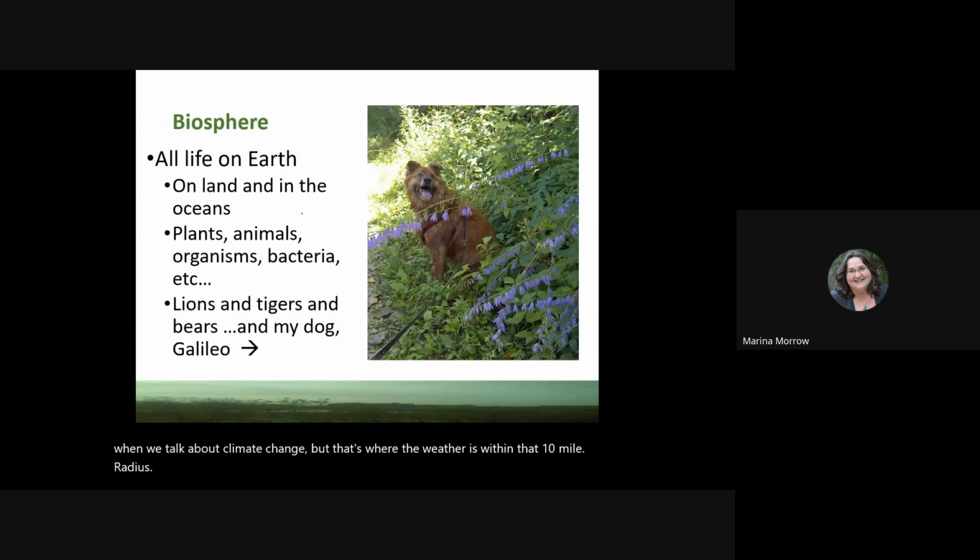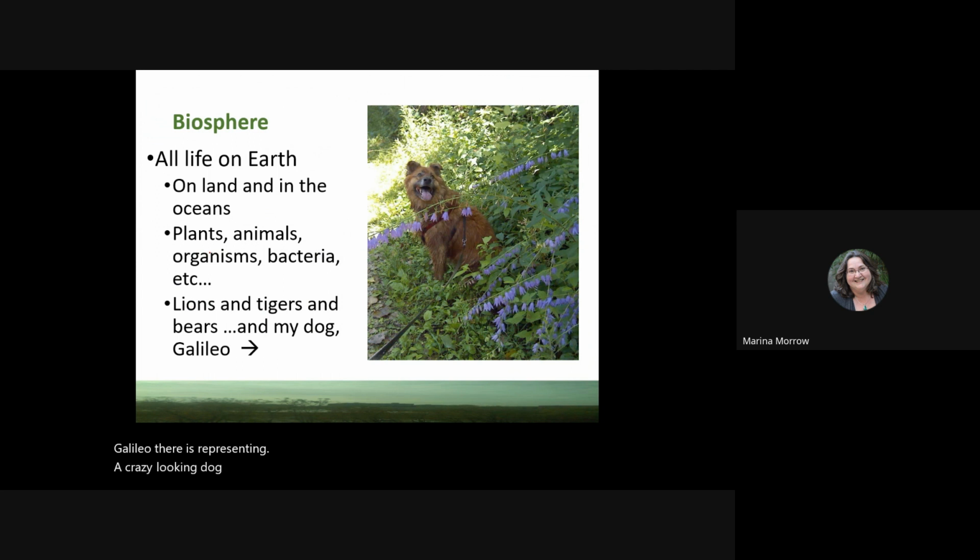Okay, so all the life on Earth is part of the biosphere. So we're talking about plants, animals, all the organisms, lions, tigers, bears. And this is my dog, Galileo. Unfortunately, Galileo died in June. So I will have new pictures of my new dog that I will try to insert perhaps. Anyway, Galileo there is representing a crazy looking dog.